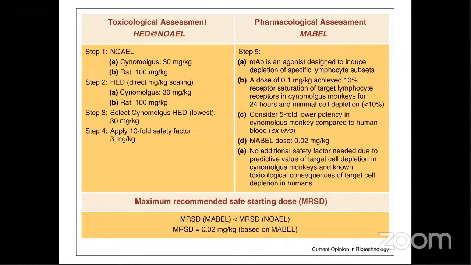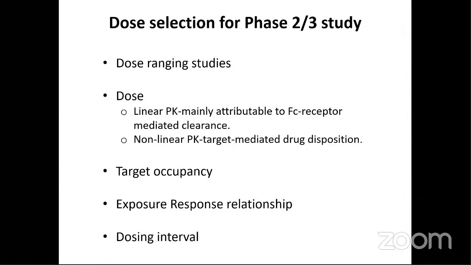If it's an antagonistic mode of action, they may need to have a higher dose, but that depends on the indication as well. So I just tried to give you a flavor of how you arrive at the phase 1 first in human starting dose study. And then you go to the dose selection for phase 2 and phase 3, which is basically following the same path as the small molecule world.